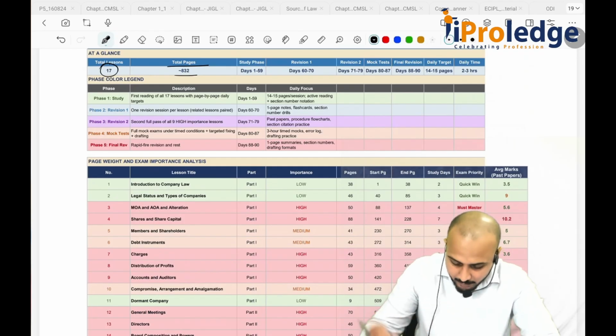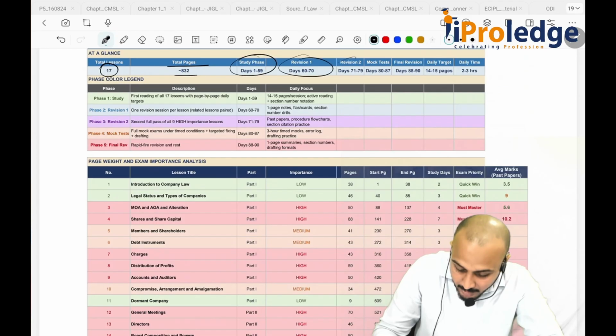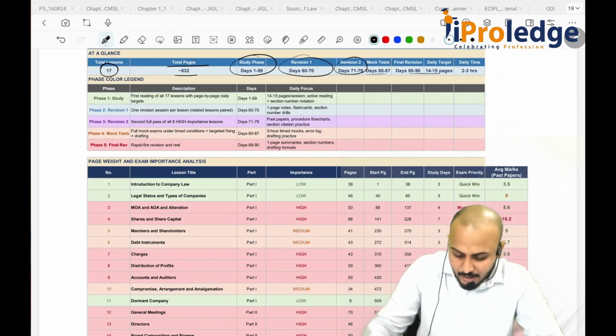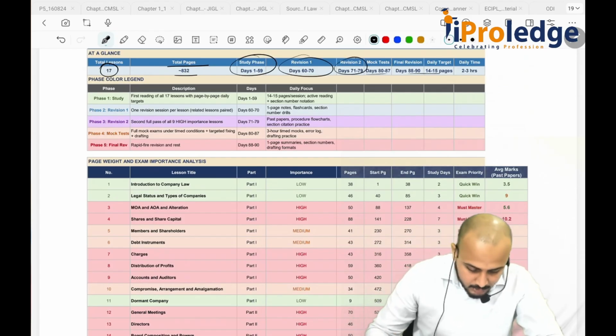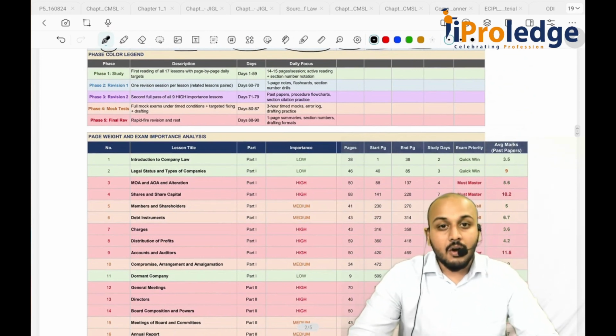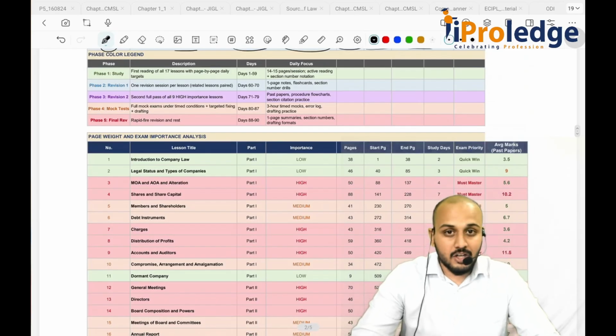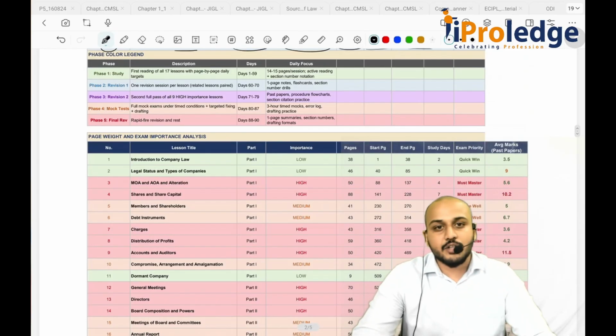Okay, so then we have divided it into your first reading phase, then revision, second revision, then mock test, and then you have your final revision. Okay, so this is how we have broken it down for you so that it is simpler for you guys to understand and take actionable steps to clear your examination and score exemption in company law.